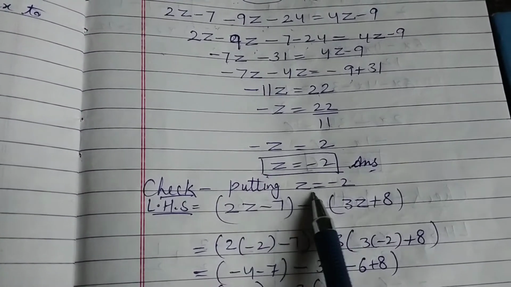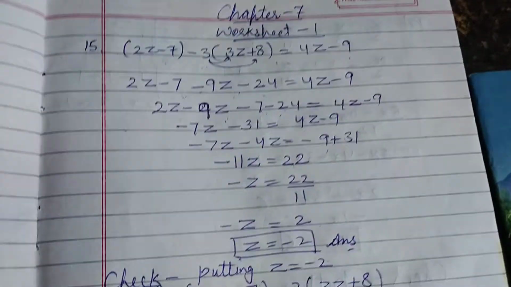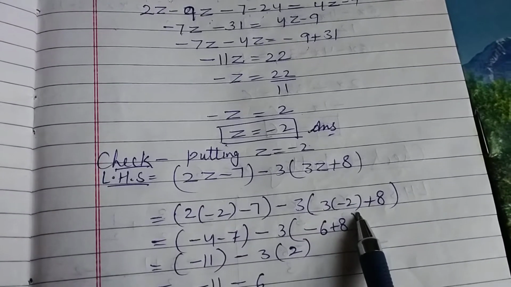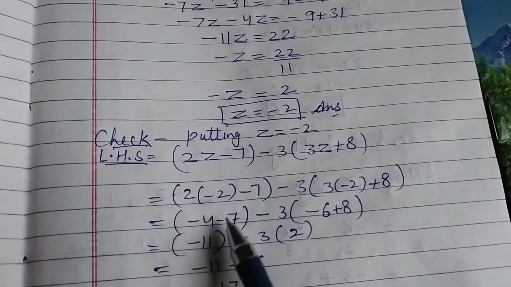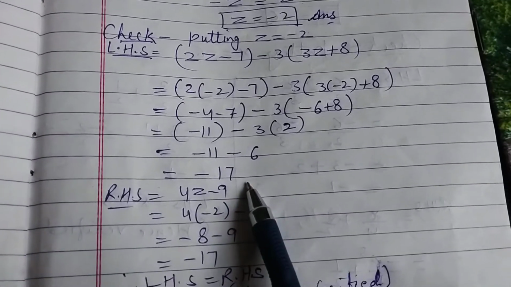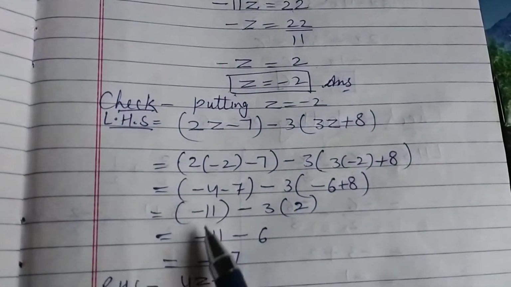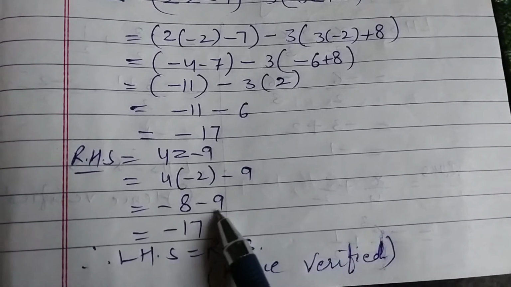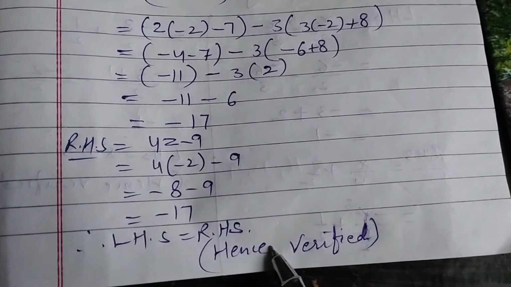Now putting z equals minus 2. Here LHS is this, we will put this value in LHS, z equals minus 2. Wherever z is given we will write minus 2. After solving, see, minus 4 minus 7 minus 3 minus 6 plus 8, we get this value minus 17. And RHS is given this, 4z minus 9. We will write RHS first, then put this value. After solving this we get minus 17. Both are equal, we will write this, it's verified.